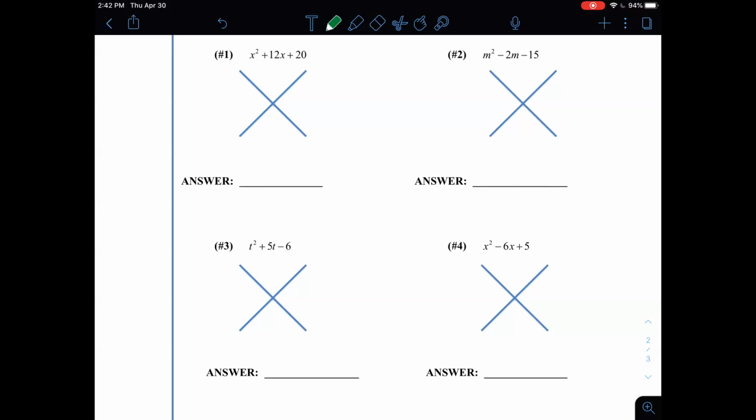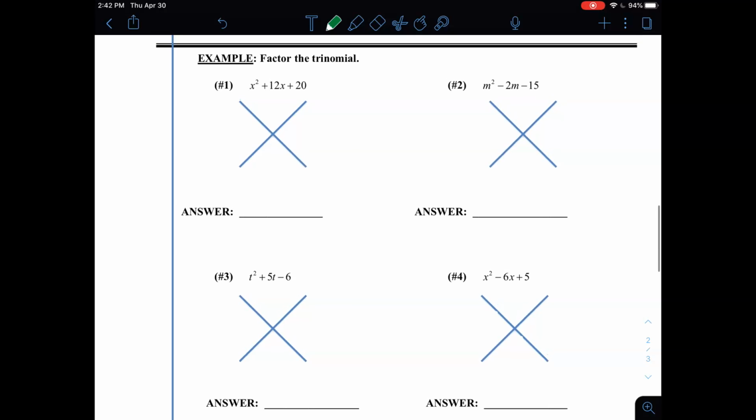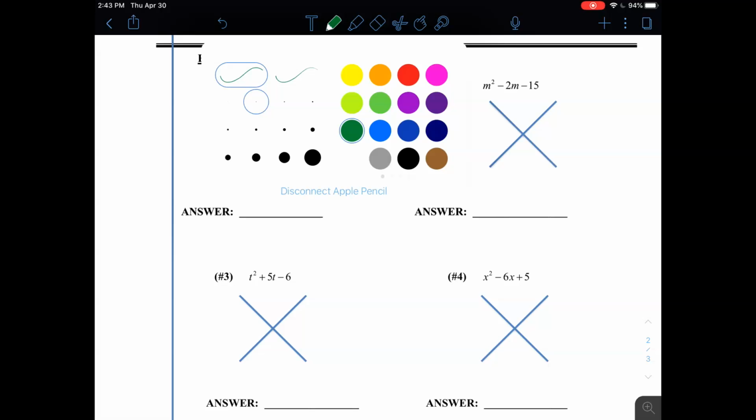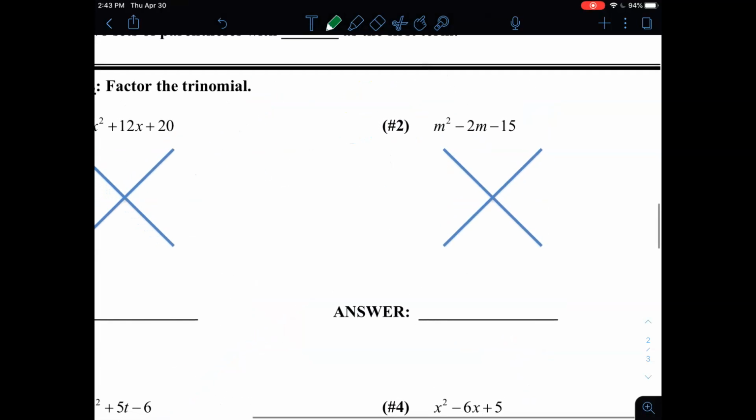So let's do a couple examples together here. We'll do 2 and 4 together. Then you guys will try 1 and 3 on your own. Okay? So number 2. What we're doing is looking for factors of A times C on the top that add to B on the bottom. Remember, we have AX squared plus BX plus C. Okay? So what is our A, B, and C for this problem?